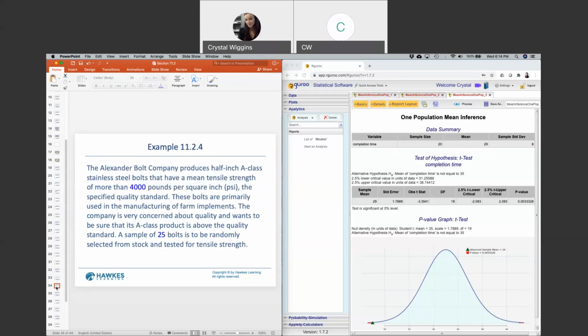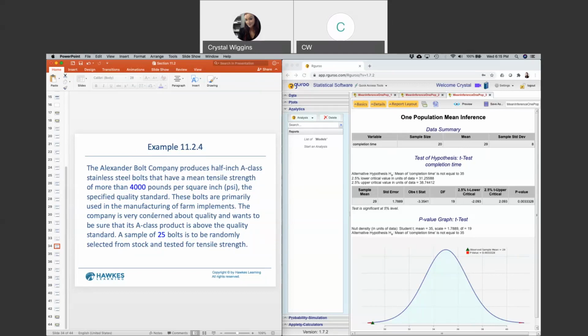Let's move on to another example. The Alexander Bolt Company produces half-inch A-class stainless steel bolts that have a mean tensile strength, we'll just go with strength, of more than 4,000 pounds per square inch, also abbreviated and known as PSI. This is a specified quality standard. Okay, so right here they are saying that, let's just keep reading. These bolts are primarily used in the manufacturing of farm implements.